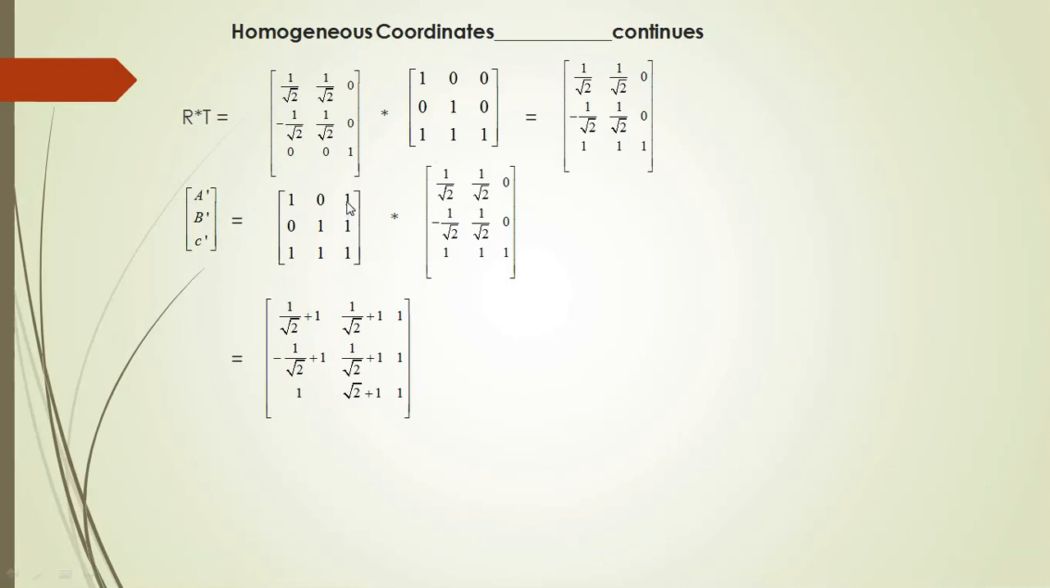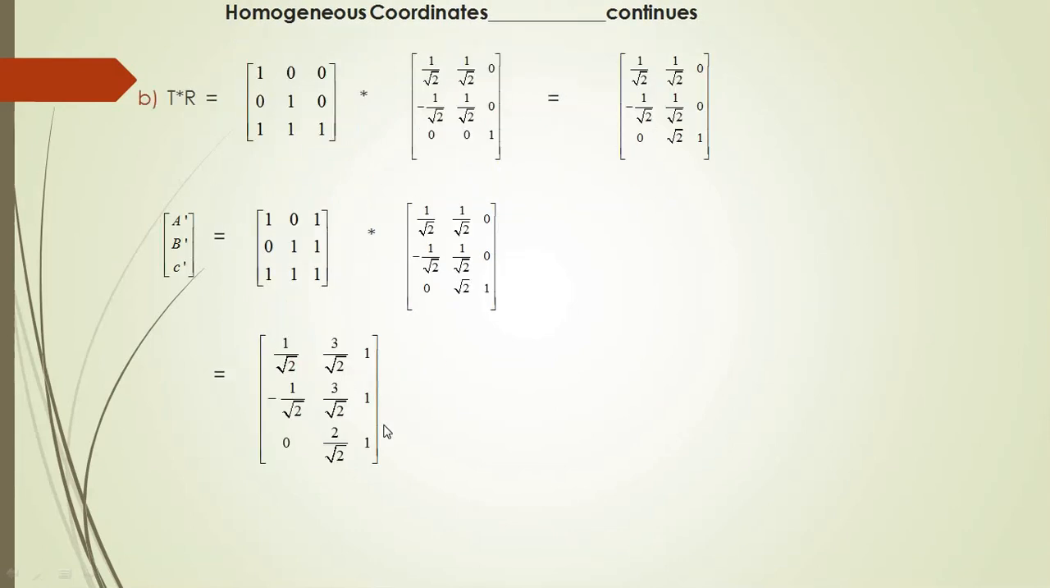That is W is equal to 1. This is W is equal to 1. This one is W is equal to 1. So this column is our dummy coordinate, that is the third coordinate. Okay. So this matrix is multiplied into this answer matrix, and we got the answer 1 by root 2 plus 1, 1 by root 2 plus 1, 1, then minus 1 by root 2 plus 1, 1 by root 2 plus 1, then 1, then after that 1, root 2 plus 1 and 1. Okay. So here is our answer R into T.